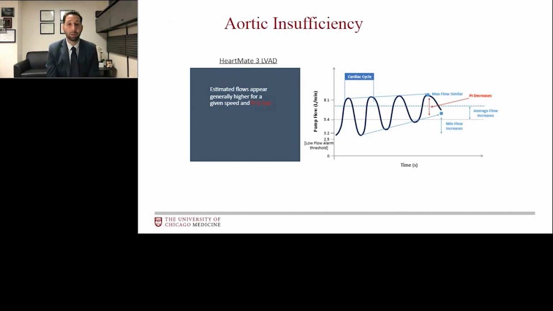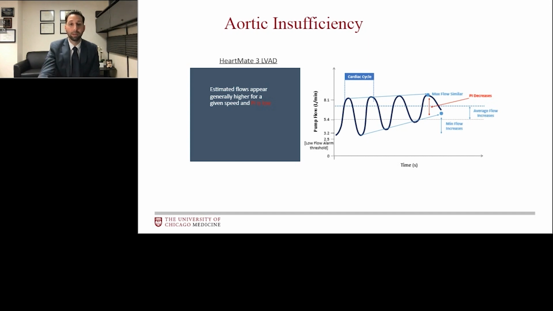When we look at the flow versus time curves, again, you can see a relatively unchanged systolic flow, an abrupt increase in diastolic flow. The HeartMate 3 sees this as a reduction in variation in flow, which means there's a reduction in the variation in power, which is what the definition of pulsatility index is, and so the PI decreases with the HeartMate 3.